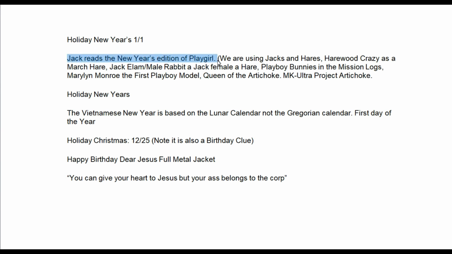So Jack reads the New Year's edition of Playgirl in the movie The Shining. So there's our connection to the bunny hoppers, the moon mission bunny hoppers. The first Playboy model was Marilyn Monroe. And we're using Jackson here. So we have Jack Nicholson, we have Dorian Harewood, Crazy as a March Hare is uttered by Peter Sellers. You have Jack Elam, a one-eyed drunk, and with him, his last name is Male. So Jack is a male rabbit, a Hare is a female rabbit. And of course, Dorian Harewood's nickname is Jungle Bunny.